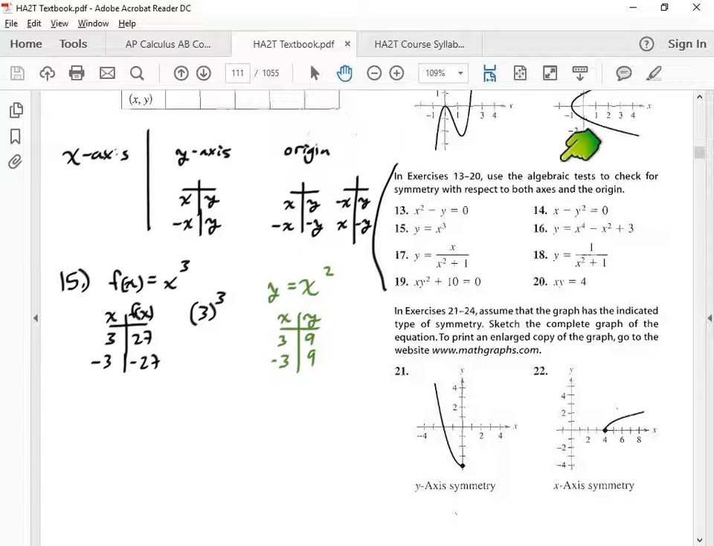So the algebraic test to check for symmetry for functions, these are only for functions right here, is simply to plug in a positive x and a negative x to see what you get.